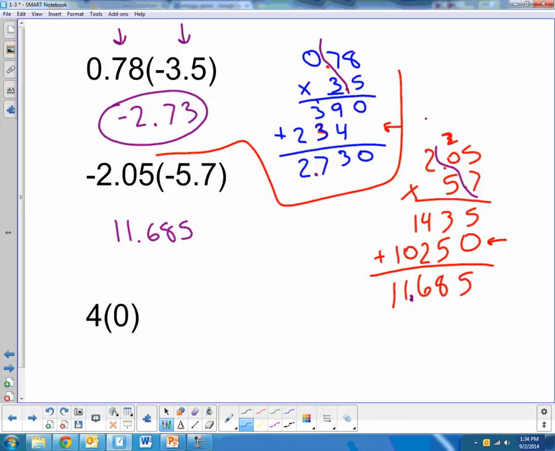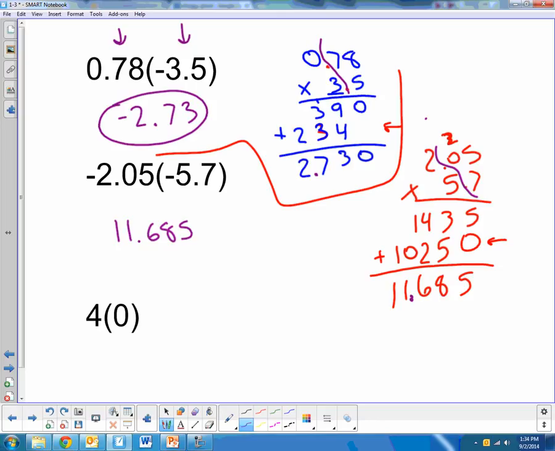Now I look, negative 2.05, negative 5.7. Same sign, positive. Not same sign, keep the sign the same. That's adding. So if we were adding these together, it'd be negative. But since we're multiplying, we have a different set of rules. Multiplying, they have the same sign as positive.